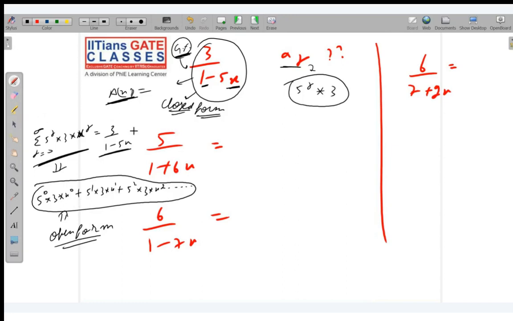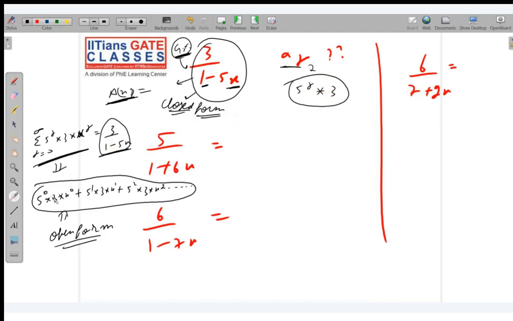And this is the closed form. So in the GATE exam, normally you will find only the closed form, because obviously it is very tedious and difficult to write the series out. So they will simply use this type of thing. Okay, so 3 upon 1 minus 5x. So finally the numeric function comes to be 5 power r into 3.